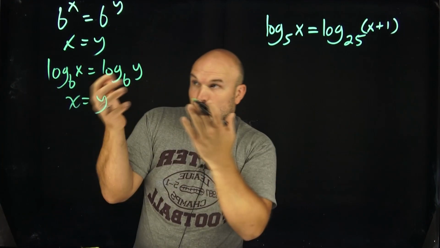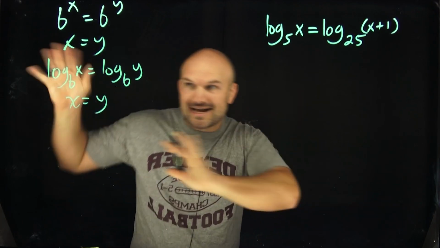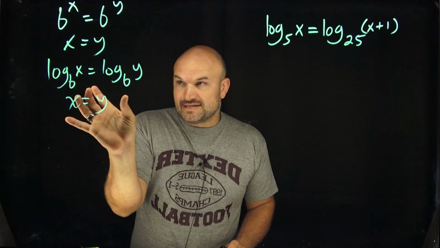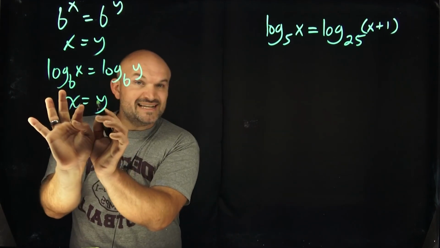So again, whenever we have a logarithm equal to a logarithm, no other extra fluff going on, you have to have a log equal to a log. They have to be isolated and they have to have the same base. Then you can say the argument of each logarithm is going to be equal to each other.